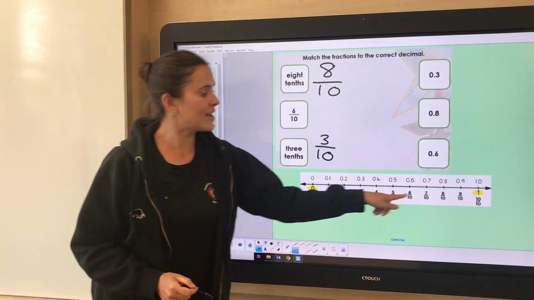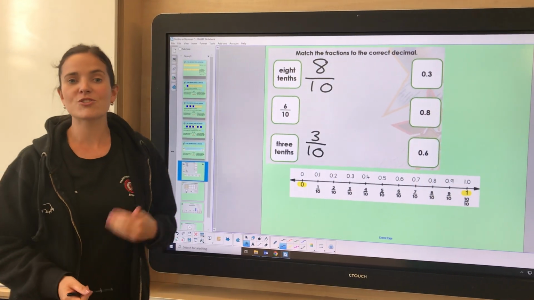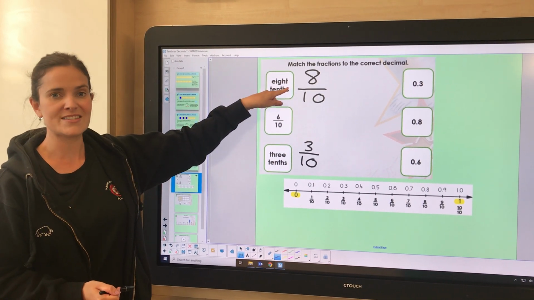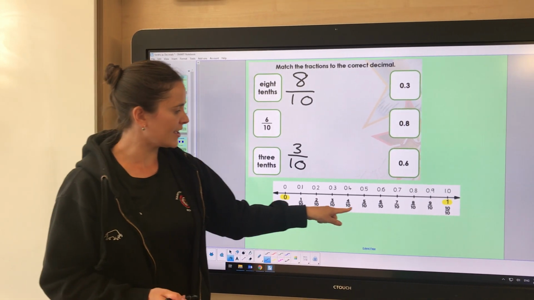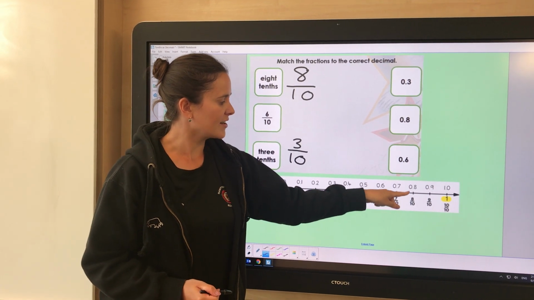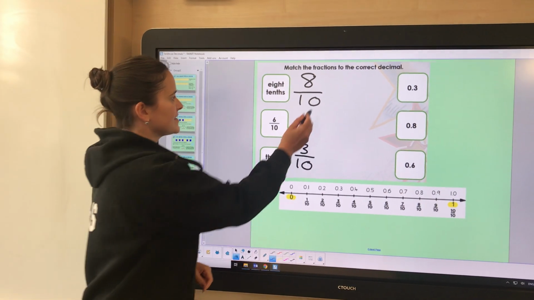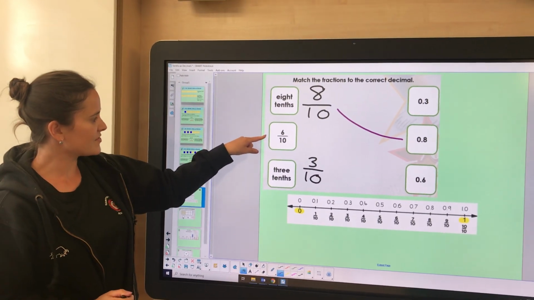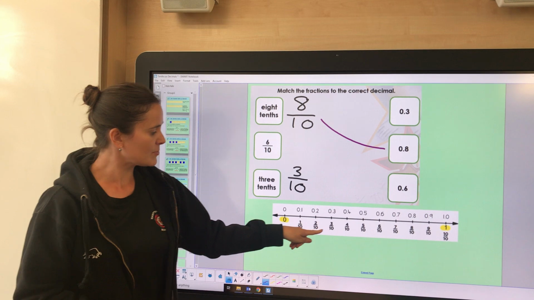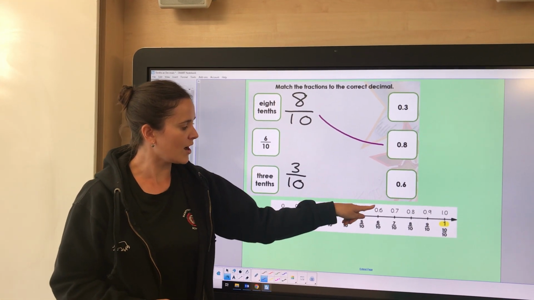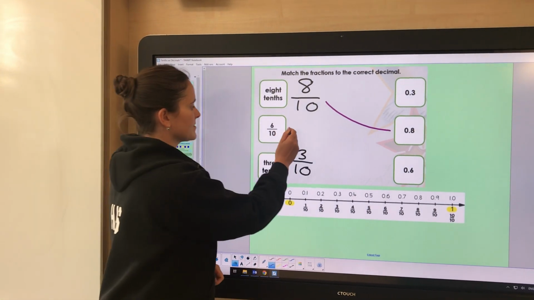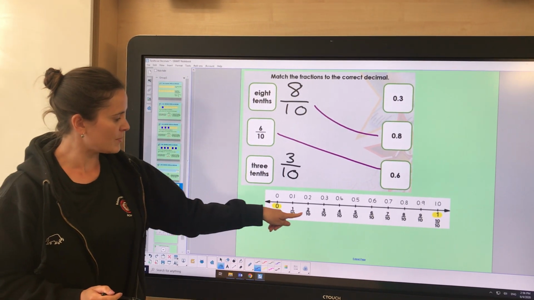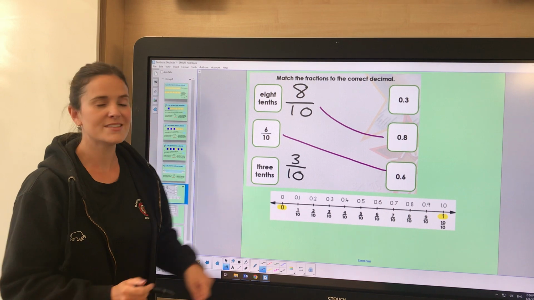I have put this number line down here to help you if you are struggling a little bit. So if I want to match up 8/10 with its decimal, I could look down here for 8/10 and I can go above and I can see 0.8. 6/10, again, use the number line if you need to and look up, you can see 0.6. 3/10, use the number line, looking up 0.3.